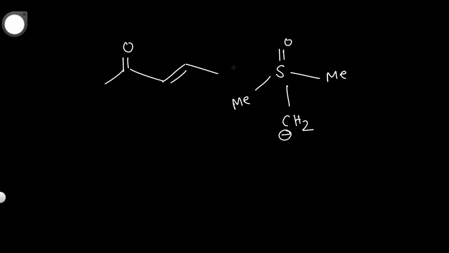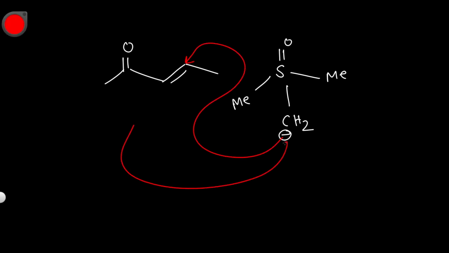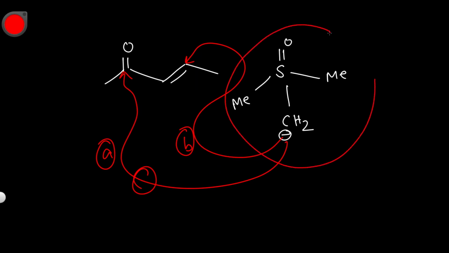So in this case, what will we do? You have two possibilities. Either you can attack on this position, or you can attack on this position. This is the A pathway, this is the B pathway. But how can we decide which pathway is correct? The main thing is how you decide which pathway is correct. So basically, you have to analyze this molecule and this region, and what this region is saying.